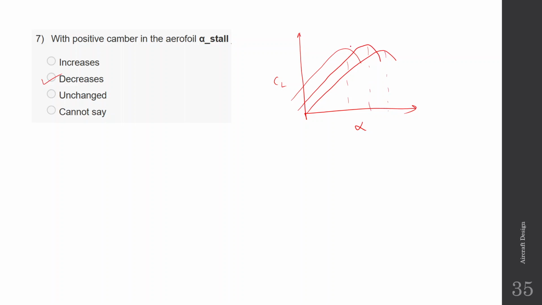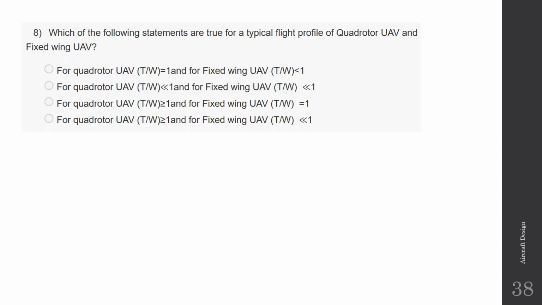The Cl also increases. Okay, so wait, this is actually incorrect. It will be something like this. So the Cl also increases and the alpha stall decreases. This is the next question.